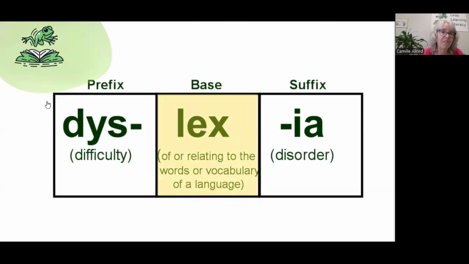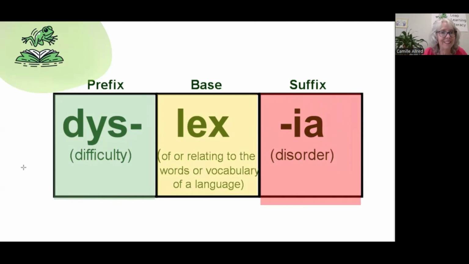Then, if we look at the prefix, which is at the beginning, it says dys. Dys means difficulty with. Difficulty with what? Well, what the base word is. Difficulty with words. Then we have the suffix which says ia. That ia means disorder. Dys again, even though it's spelled differently, difficulty with order. Difficulty with order of words, order of letters, any of those things that have to do with words.